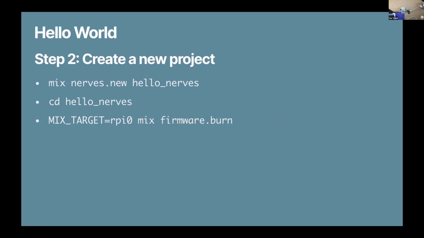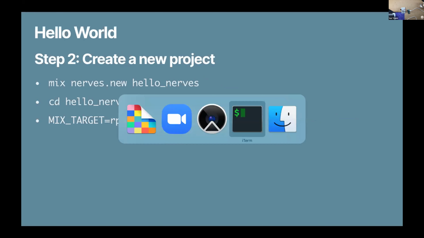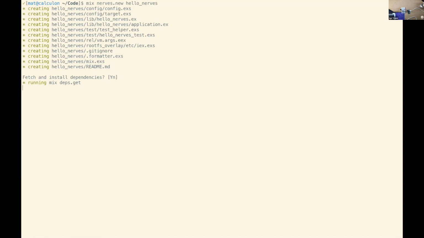Step 2, creating a new project. So this is fairly straightforward for anyone. This looks like the usual process for running just about any new project, Phoenix or Elixir or Mix or otherwise. And so we're actually going to run through that right now. So we're going to go mix nerves.new hello_nerves. And this is going to go out and build your usual standard template application.